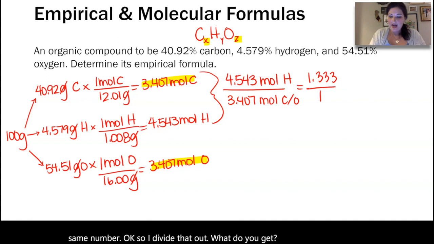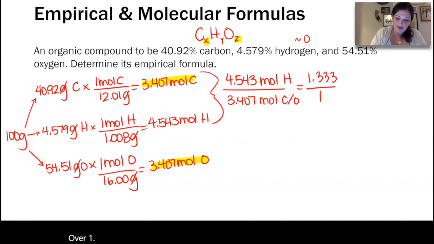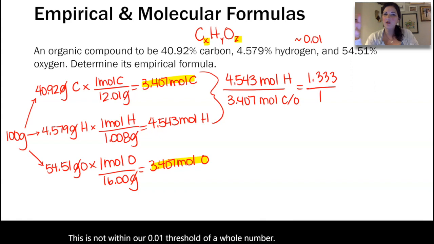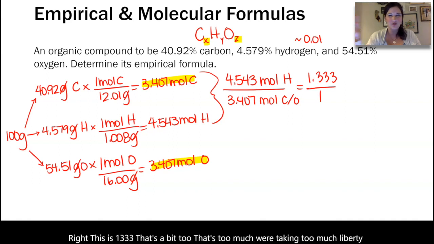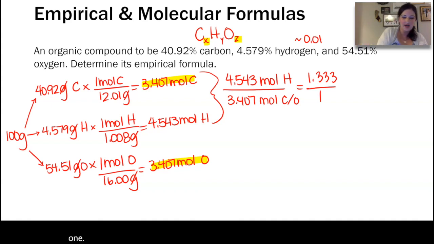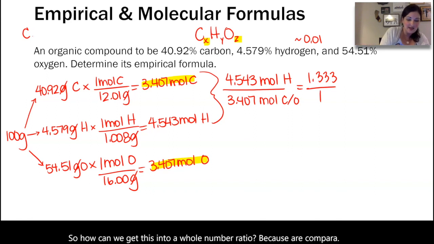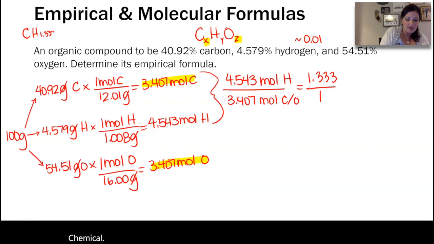1. Now this is not within our 0.01 threshold of a whole number. This is 1.333. We're taking too much liberty with our rounding to say that it's a 1-to-1 ratio. That's too far away from 1-to-1 to round. That's actually something different than 1-to-1. So how can we get this into a whole number ratio? Because our chemical formula is not CH1.333O.